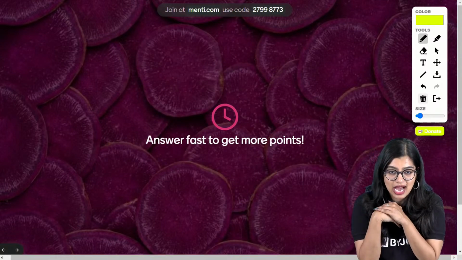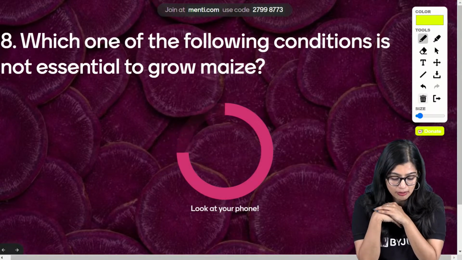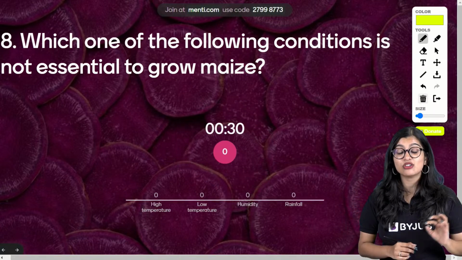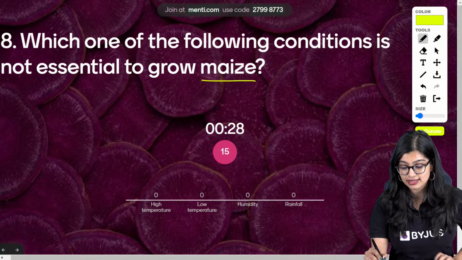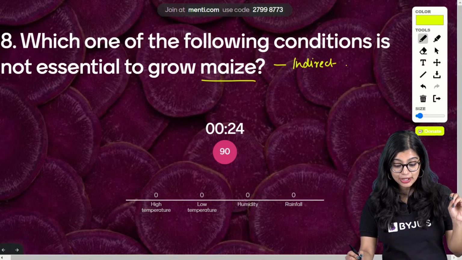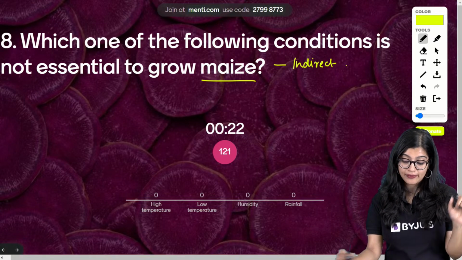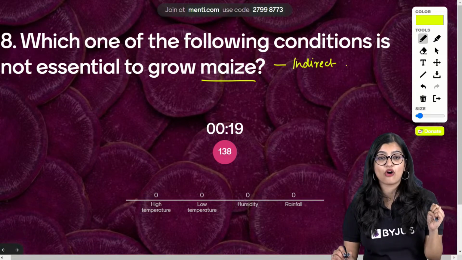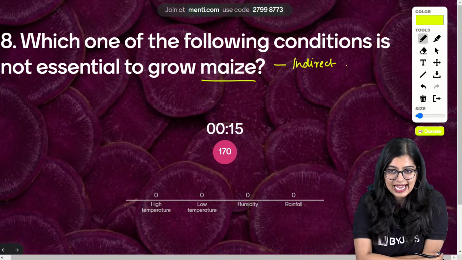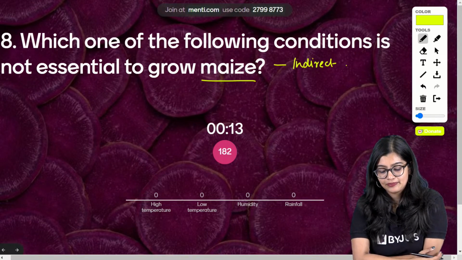on your screen now. So, okay, Mubin, not a problem. Which one of the following conditions is not essential to grow maize? This is an indirect question. Yes? High temperature, low temperature, humidity or rainfall. This is slightly indirect but very easy.